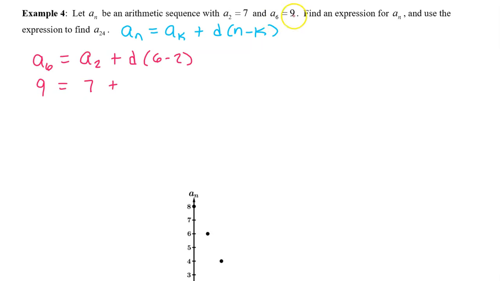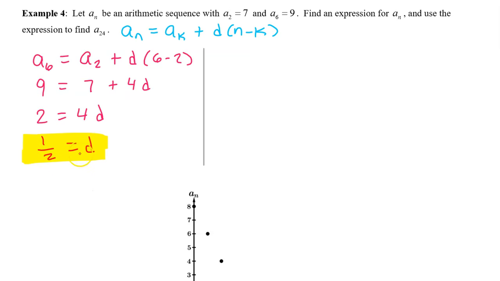We know that A6 is 9, so let's put that in there, and A2 is 7, so that goes right there. Now, for d times 6 minus 2, that's d times 4, which I will write as 4d. Subtracting 7 from both sides, we get 2 is equal to 4d, and dividing both sides by 4, we get 1/2 is equal to d.